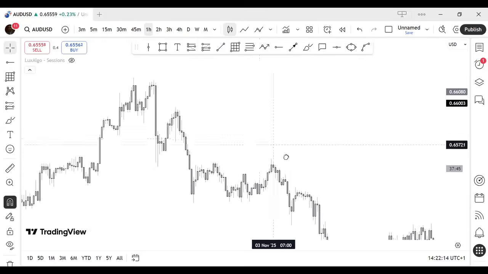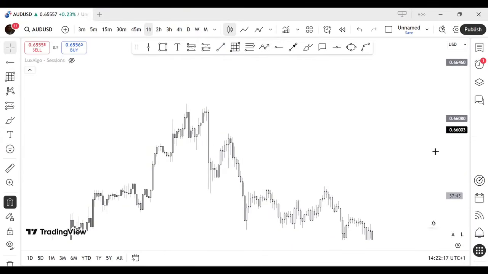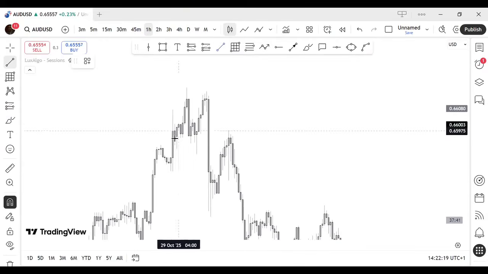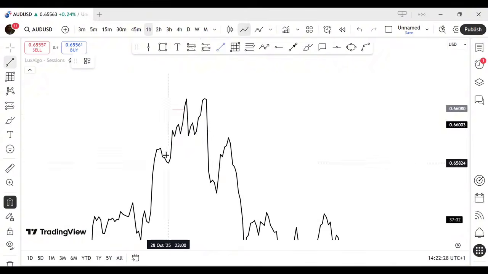Now what do we have here? We have a key level right here. We have a sweep of liquidity up this high. Now what do we have? We have a break of a low. If you go to your line chart, it's very clearly there. You can see it. We have a break of this low right here.